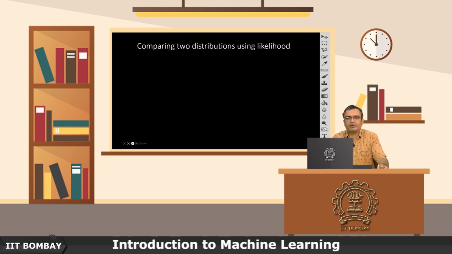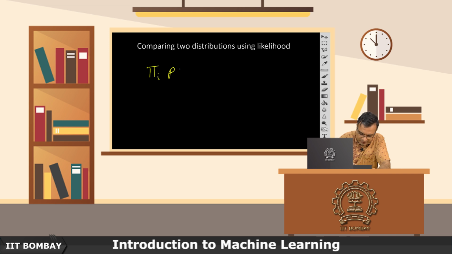So now let us say we can find the best fitting Gaussian and we can find the best fitting uniform distribution on the same sample. Between these two, which one is better? A simple answer is that we just compare the likelihood.